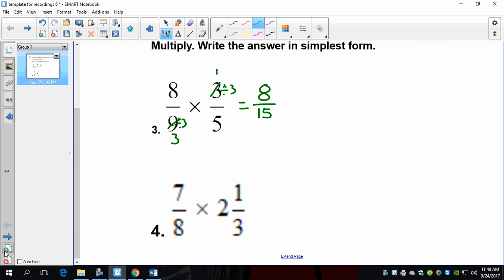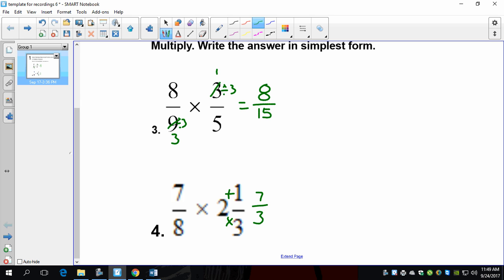Here comes example number 4. This one's a little bit more challenging because it has a mixed number in it. And in order for us to take care of this mixed number, we have to multiply 2 times 3 to get 6, and then we have to add the top one. So 2 times 3 is 6 plus 1 is 7. So that actually becomes 7 over 3.